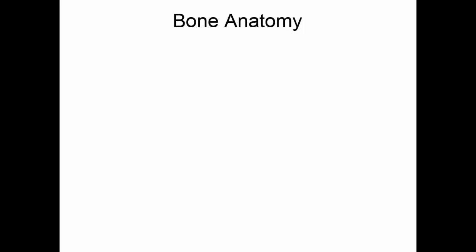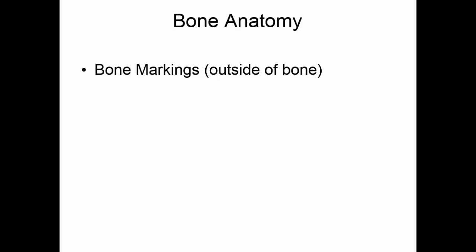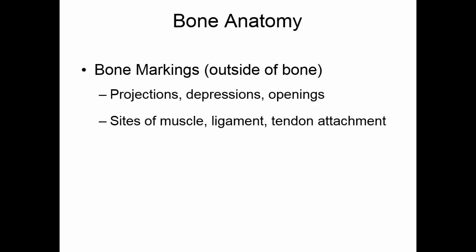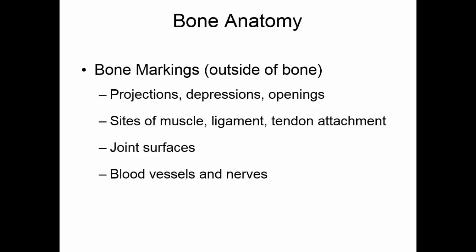Another feature of bone anatomy are the bone markings. These are structures on the outside of the bone. These are various projections, depressions, openings, grooves. They're sites where muscles can attach, ligaments and tendons can attach. They're also part of our joint surfaces. Bones have to fit together, and so we'll have depressions in one bone that will accept projections from another bone. Also, blood vessels and nerves travel on the outside of bones, and they need grooves in which to travel.